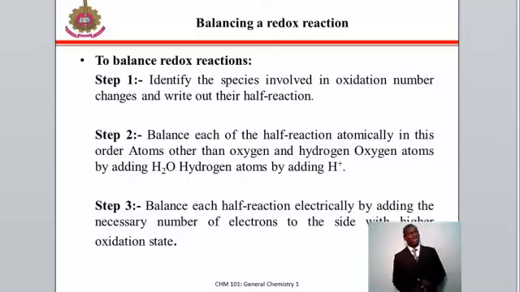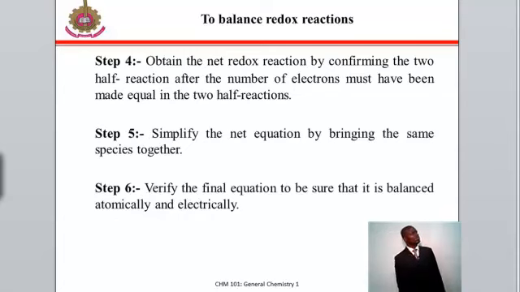Then you balance each of the half reactions by adding oxygen and hydrogen, as the case may be. Then the third step, you balance the half reaction electrically by adding the same number of electrons to the side with the higher oxidation state. Then the fourth step, you obtain the net redox reaction by combining the two half reactions after the number of electrons has been made equal in the two half reactions. And the next one, you simplify the net equation by bringing the species together. And lastly, that's step 6, you balance it both atomically and electrically.